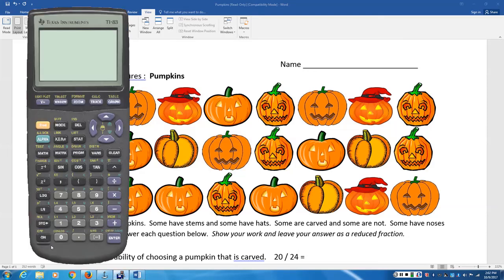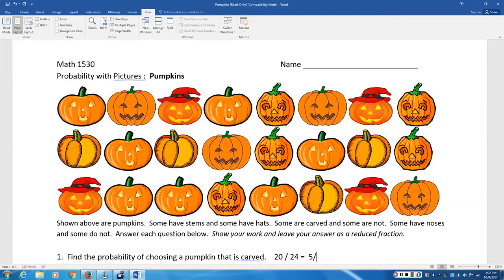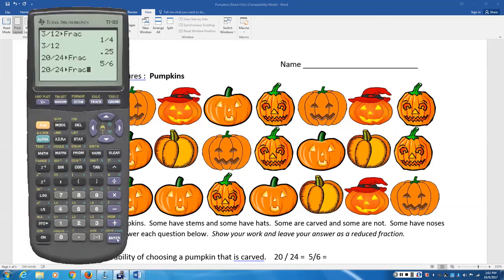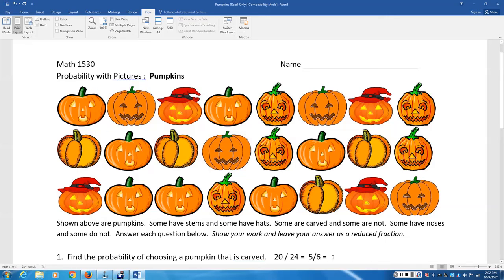If we want to change that to a decimal or percent, we do that on the calculator. So it's 5/6. Or 83.3%. Okay?